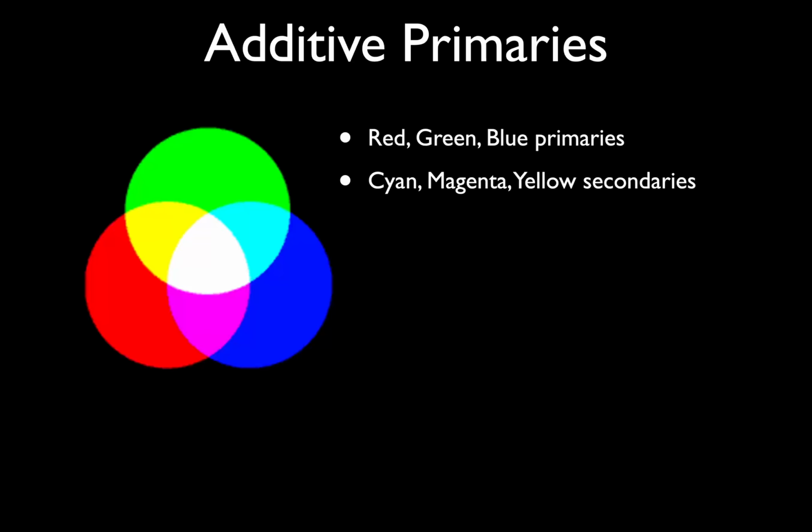However, where they overlap, you get the secondary colors. So where blue and red overlap, you get magenta. Where red and green overlap, you get yellow. And where green and blue overlap, you get cyan. Those are the secondary colors.